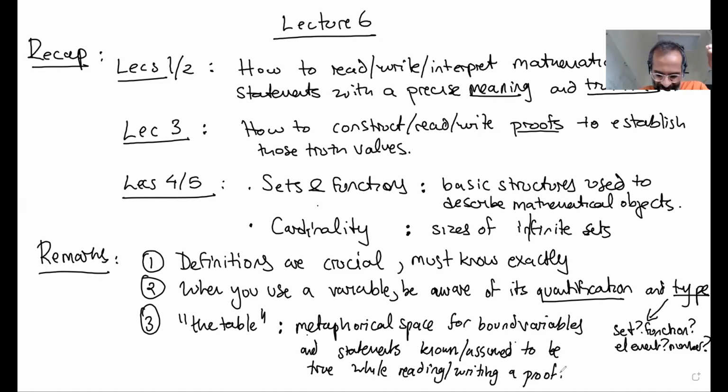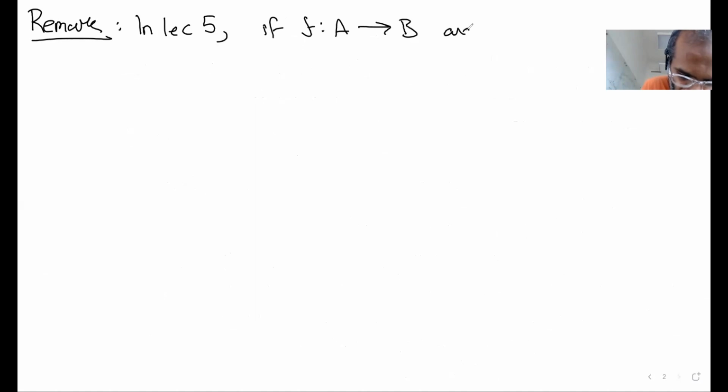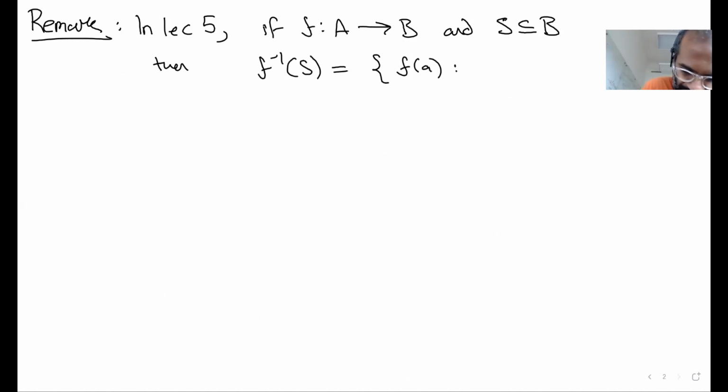And one specific clarification involving lectures 3 and 4. In lecture 5, we actually looked at two different concepts. If you have a function F from a set A to a set B, and you have a subset S of B, then you have F inverse of S, which is the inverse image of S. So it's the set of little a in A such that F of a is in S. This is the inverse image.